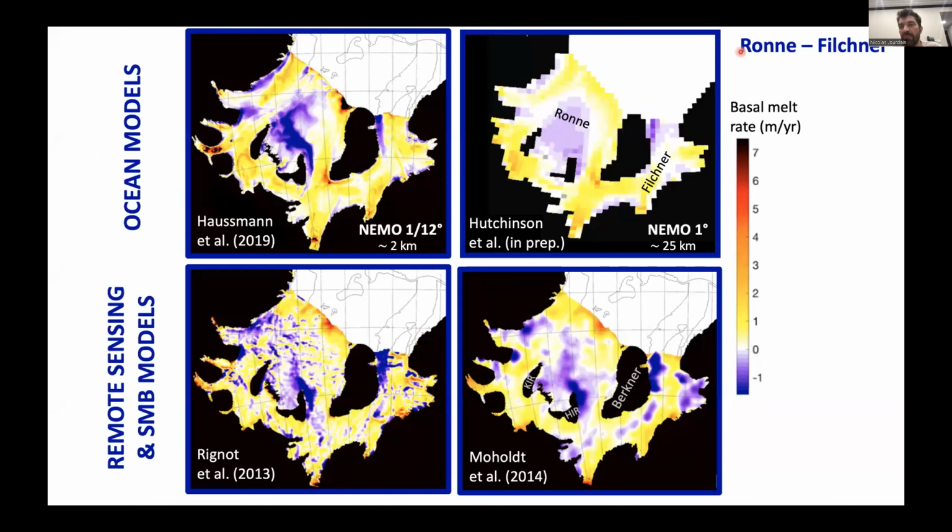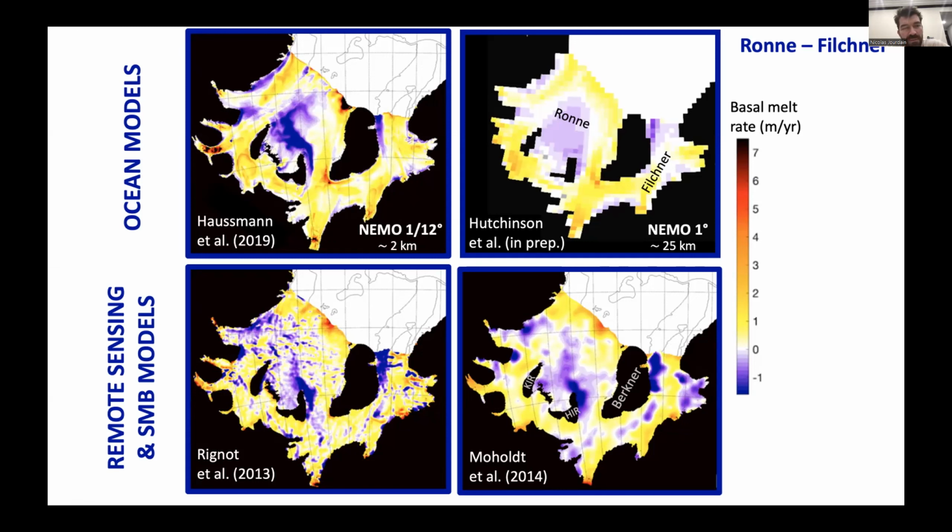I'm going to start with an example, the example of Ronne Filchner. So the two bottom plots show observational estimates of melt rate. Yellow to red colors are actual melt, and purple colors show refreezing. So these are two estimates based on remote sensing and surface mass balance models from Rignot and colleagues on the left and from Holt on the right.